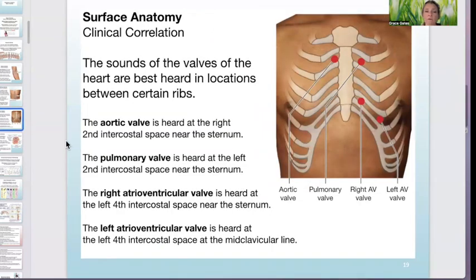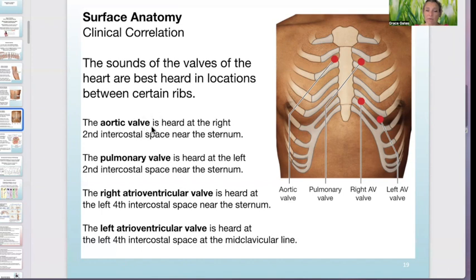And here's another clinical correlation for surface anatomy. The sounds of the valves of the heart are best heard in locations between certain ribs. And these red dots in this picture show the locations of the places where the valves are inside the body. And in this smaller print here, there's a description of where exactly the surface markings are.